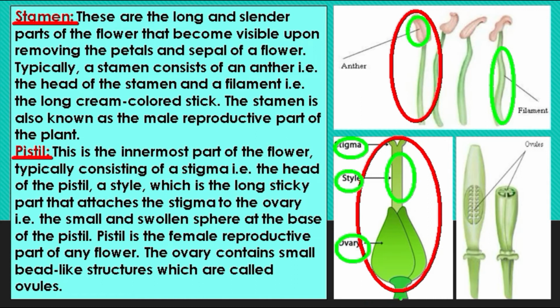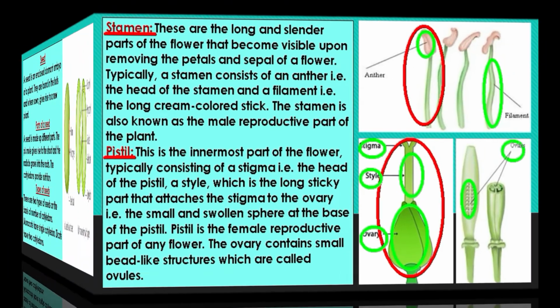And students, this ovary is the small spherical part at the base of the pistil, as you can see here in this image. And students, if you dissect this spherical part of the pistil, that is to say the ovary, then you will observe many bead-like structures inside the ovary that are known as ovules.